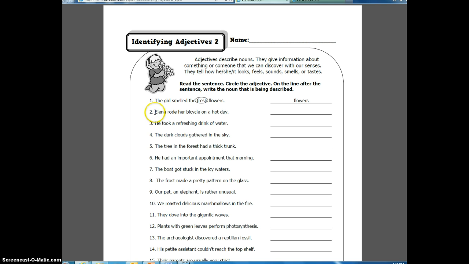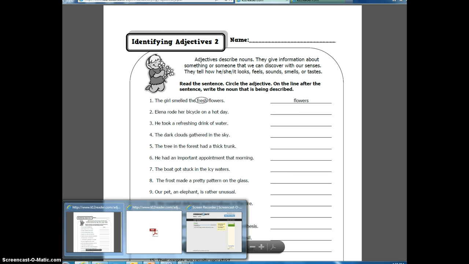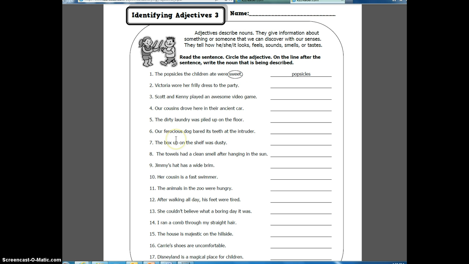Example on number 2. Elena rode her bicycle on a hot day. Well, we see the adjective hot, so we would circle that, and day is our noun, and our day would be placed right over here. You will also have the following worksheet to work on, and it looks like this. It says here to circle the adjective, and on the line after the sentence, write the noun being described. So it is the same format.